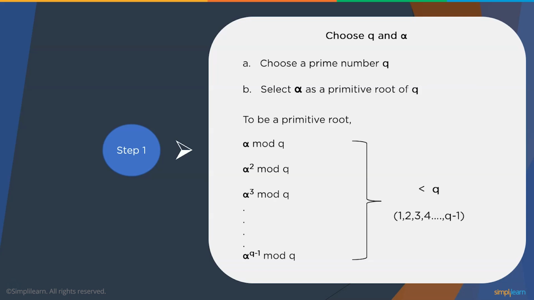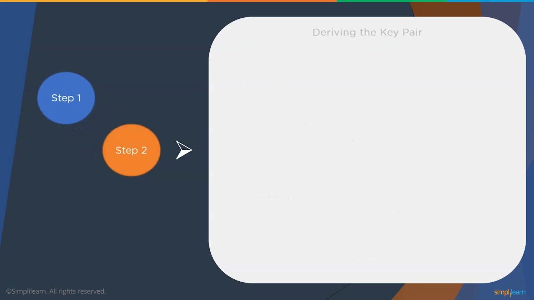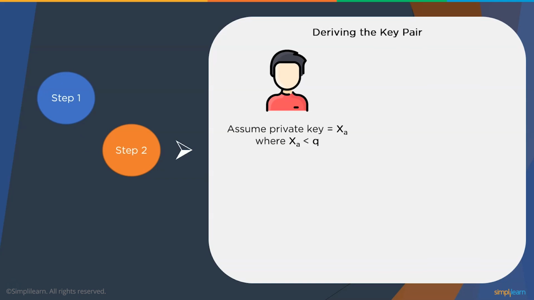If this condition is satisfied, alpha can be selected as a primitive root for Q. Moving on to step 2, we have the deriving the key pair process. Let's say for the first user we assume the private key to be denoted by XA, where the value of XA should always be less than Q.